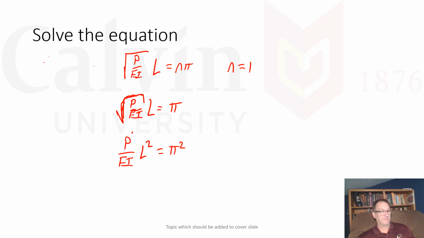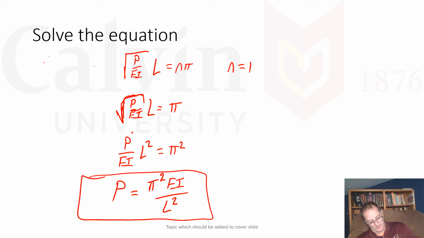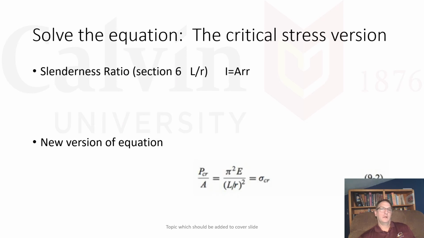Now I can solve for P. And P is equal to pi squared EI over L squared. That is equation 1. And that's when my load is going to cause it to buckle. Isn't that cool? Great. So we need to do one more shift to get to equation 9.2, and that's to look at the critical stress version of the equation.